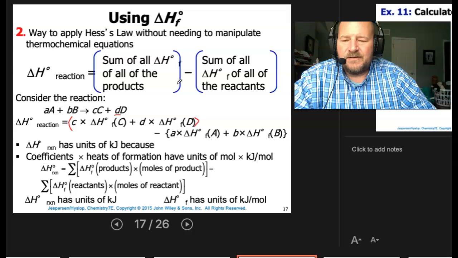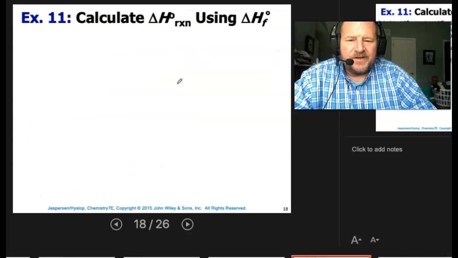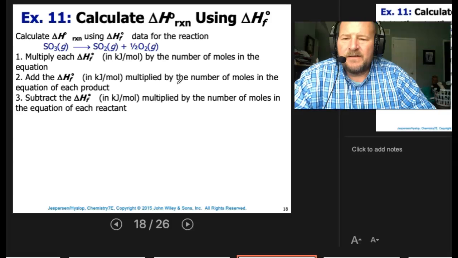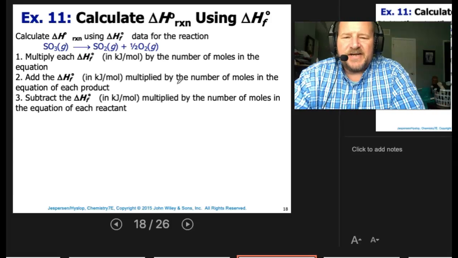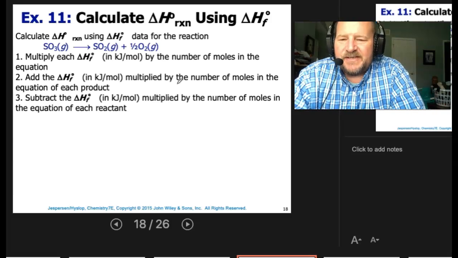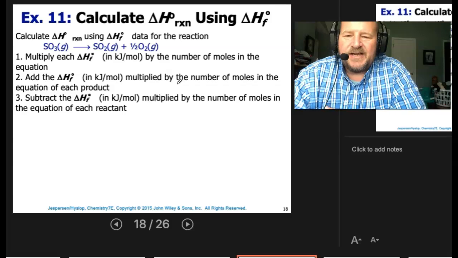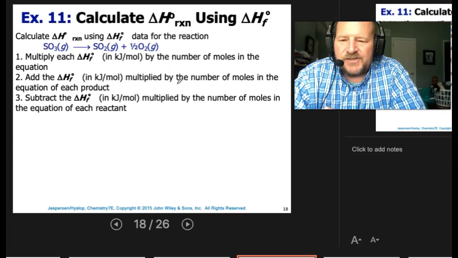All right, so I think we'll pause here, and actually let's do one example and then we'll pause and finish up with some more examples. So calculate the delta H of reaction using delta H of formation data for the reaction SO3 gas going to SO2 gas plus 1/2 of an oxygen.